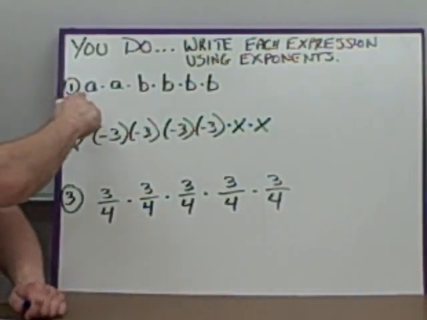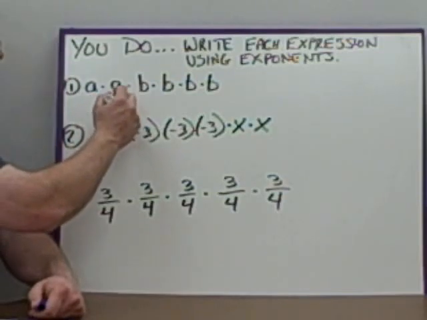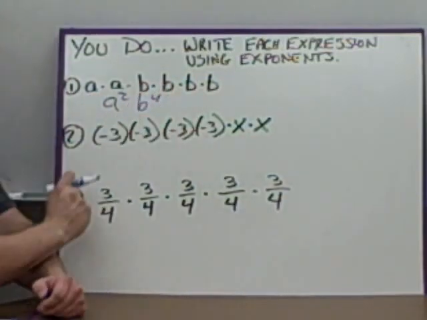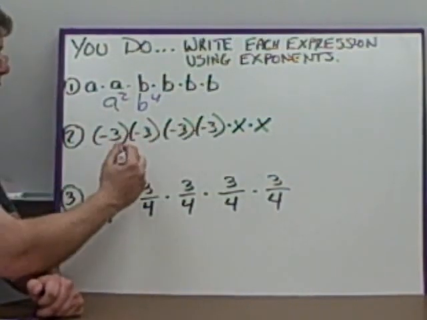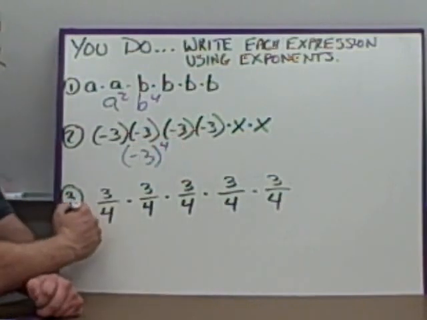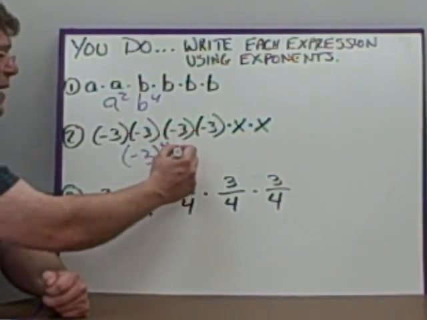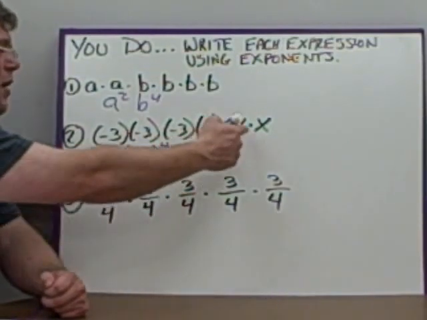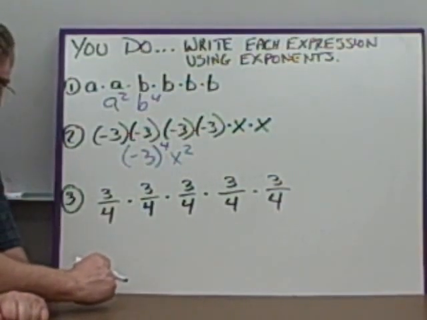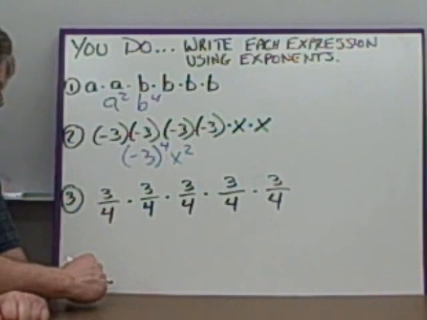Welcome back. A times A is A squared. B is 4B, so it's B to the fourth. This one, 4, -3, so it's -3 in parentheses to the fourth power times x squared. 2 x's, x squared. Now the fractions here, you may have been confused by this because they are fractions.